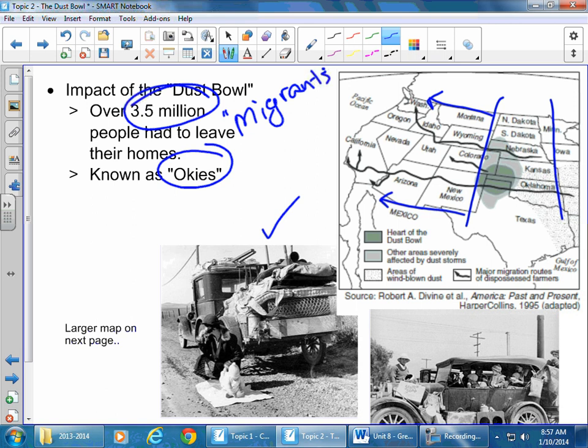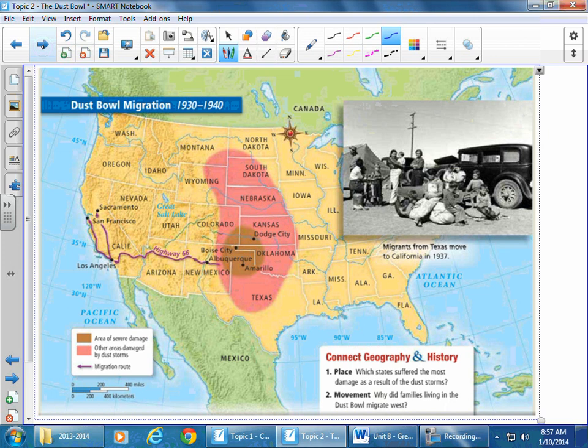So like I said, it's an example of how geography, or how the land, can impact our way of life. But it definitely is a sad thing. So here's a bigger map. You can see Highway 66, right out of the Cars movie. So heading west looking for work would be the idea there.